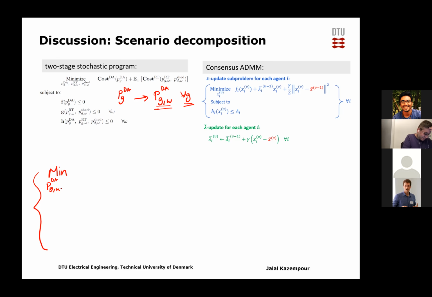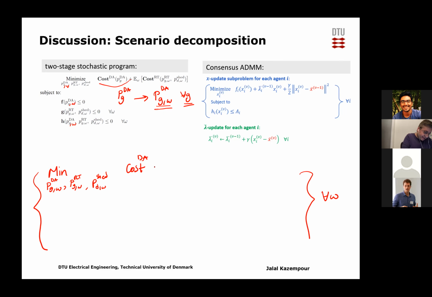The other constraints I think are less important. Yes, very good. So PG omega day ahead. Now we put omega for the first stage variable everywhere. Then the other two, PG omega real time and PD omega shed. These are our three variables in each subproblem. And you agree that each subproblem will be one per omega, right? Yeah. Very good. What about the objective function of the subproblem?